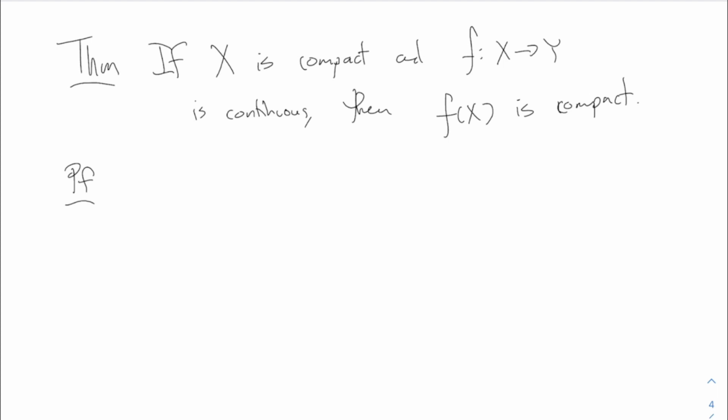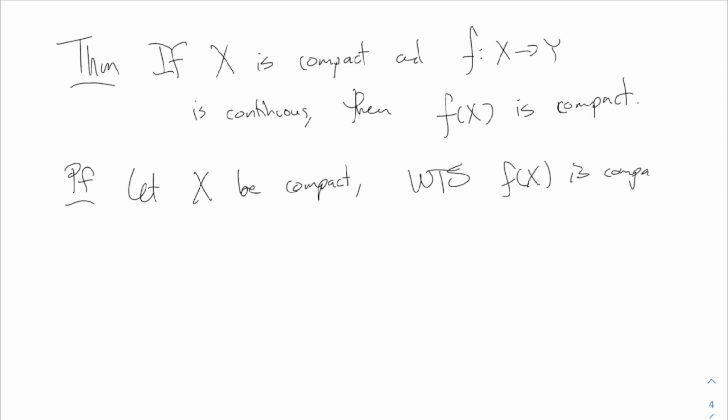So maybe I'll just get us started. Let X be compact. And then we want to show F of X is compact. Anybody want to get me started as far as a general structure here? What should I do to show that this is compact? We've done this in previous examples. Compact means any open cover has a finite subcover. Yes, we need to show that every open cover has a finite subcover.